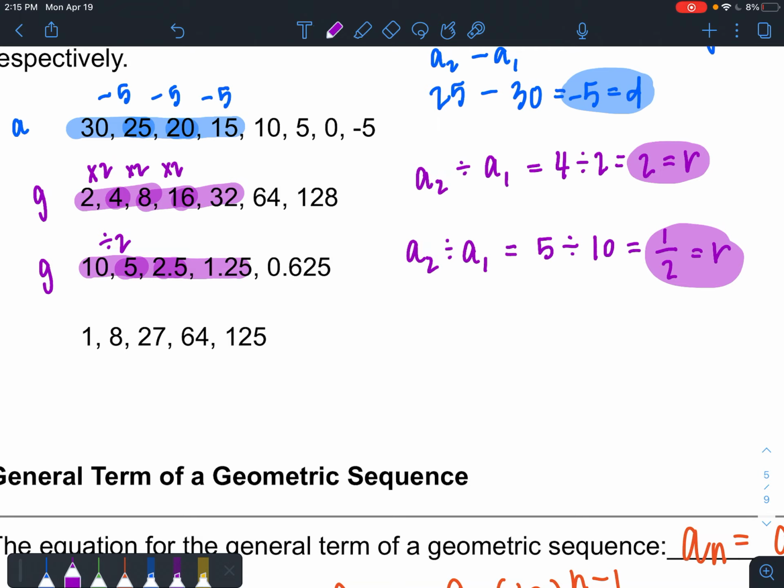Okay, this next one here, from 1 to 8, that's times 8. 8 to 27, that's not times 8, so that's not going to work. So it's not geometric. Then let's do our arithmetic. So this is +7. This is not +7. So because it's not arithmetic or geometric, it's going to be neither.